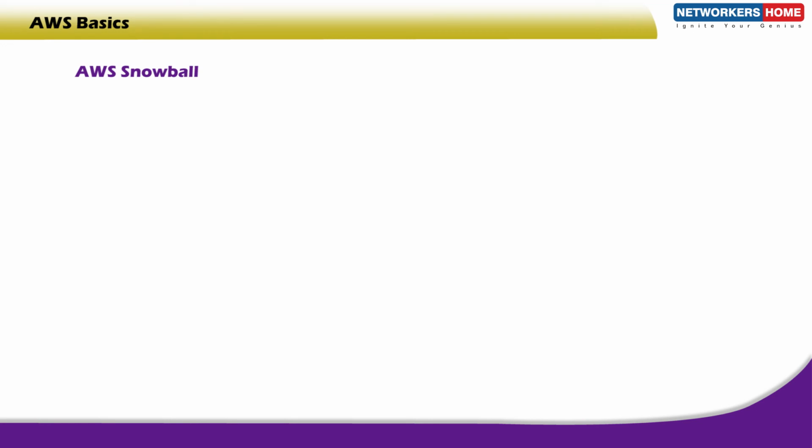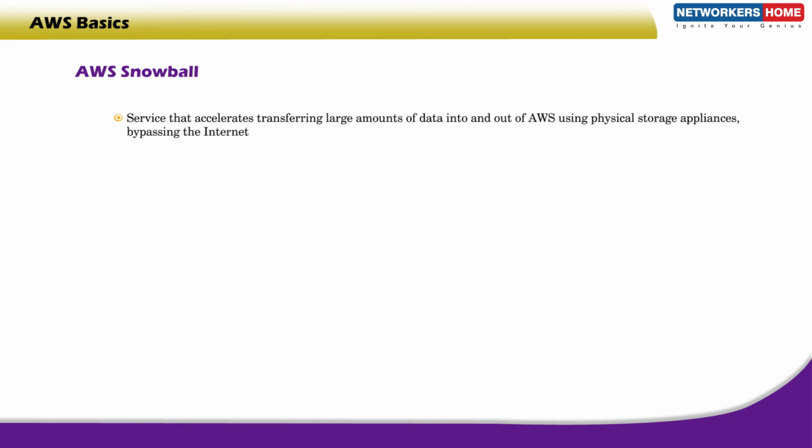AWS Snowball Appliance. AWS Snowball is a service that accelerates transferring large amounts of data into and out of AWS using physical storage appliances, bypassing the internet. Each AWS Snowball appliance type can transport data at faster than internet speeds. This transport is done by shipping the data in the appliances through a regional carrier. The appliances are rugged shipping containers complete with e-ink shipping labels.